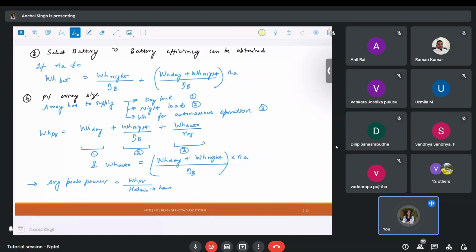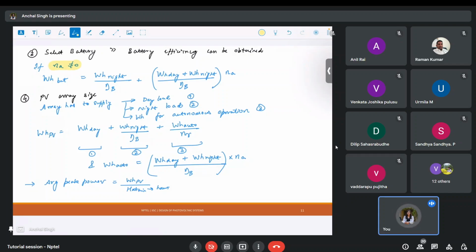Next step, we'll select the battery and define the battery efficiency. Based on the battery efficiency, if the number of autonomy days is non-zero, then the watt-hour capacity of the battery will be given as watt-hour at night, divided by battery efficiency, because we are storing the energy in the battery, and then in the night we are using it.